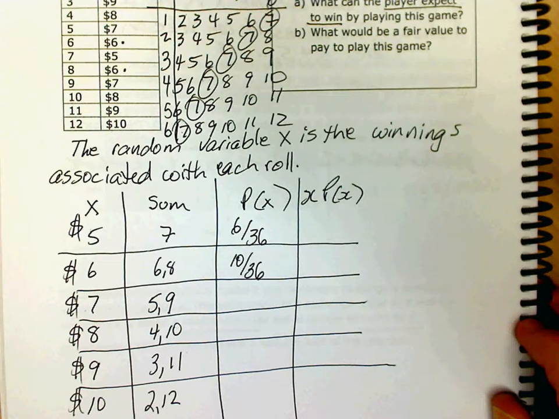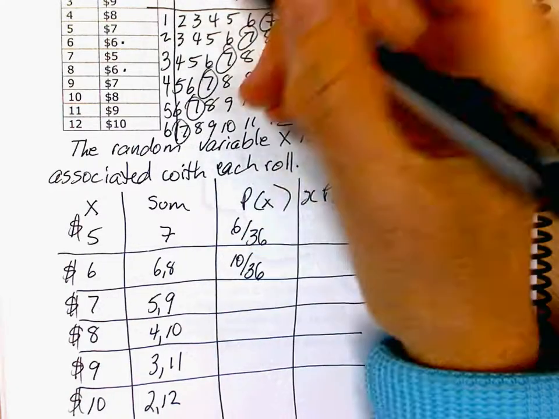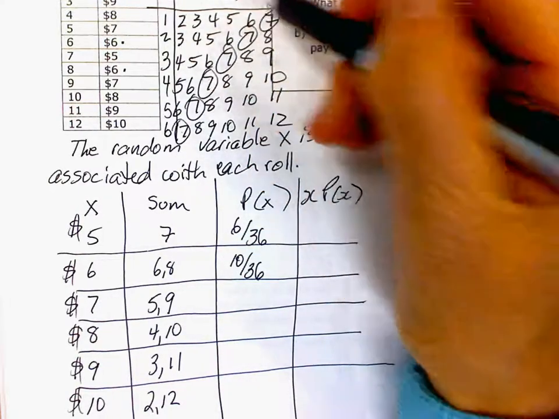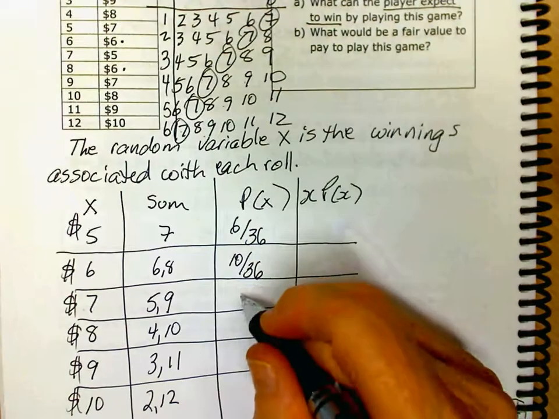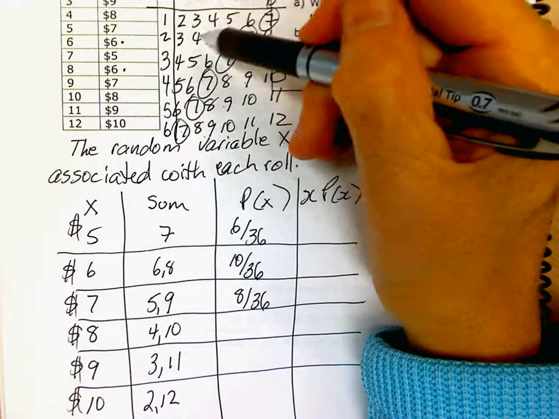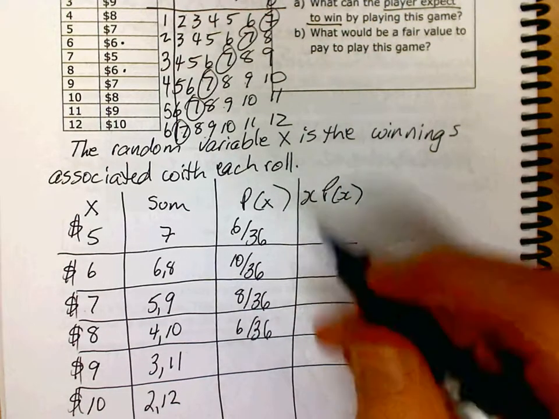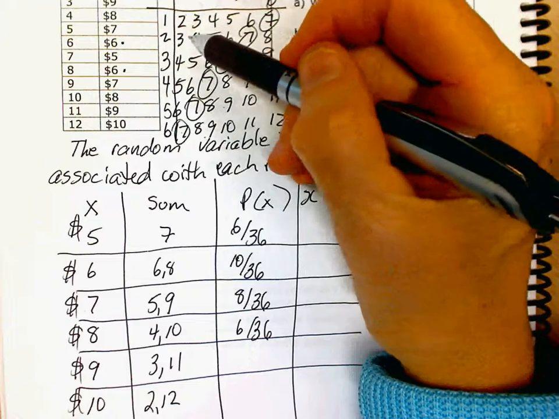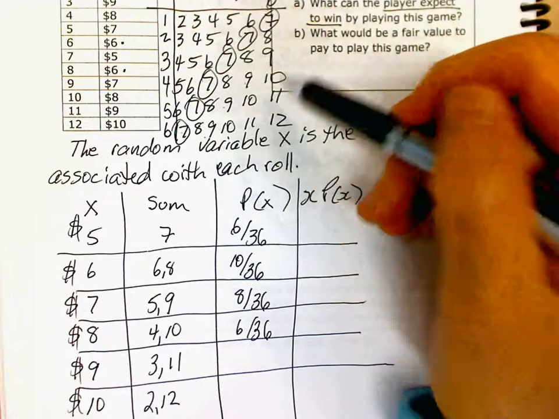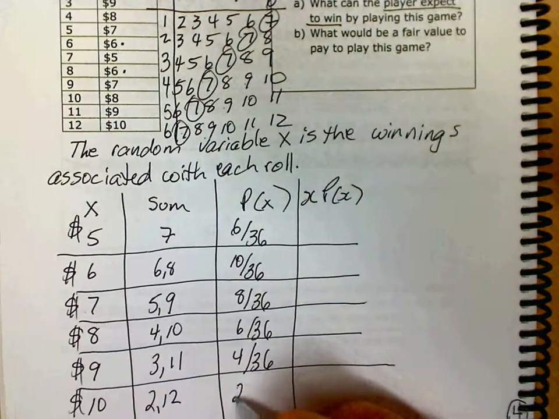A 5 or a 9 to win our $7 is going to be 1, 2, 3, 4, 5, 6, 7, 8 out of 36. 4 or 10 is 1, 2, 3, 4, 5, 6, 6 out of 36. $9, 3 or 11, 1, 2, 3, 4, 4 out of 36, and the last one's 2 out of 36.